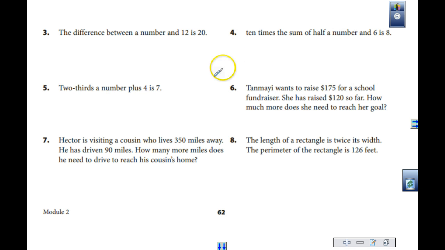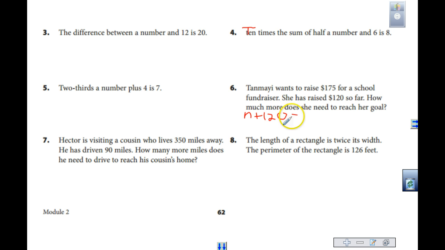So next part, after we get past the basic one sentence easy ones, although for some reason this is not capitalized. Okay. Tenmaya wants to raise $175 for a school fundraiser. She has raised $120 so far. How much does she need to reach her goal? So what's one equation you can use to solve this? n plus 120 equals 135. Okay, good.